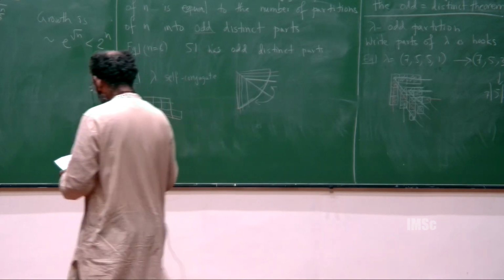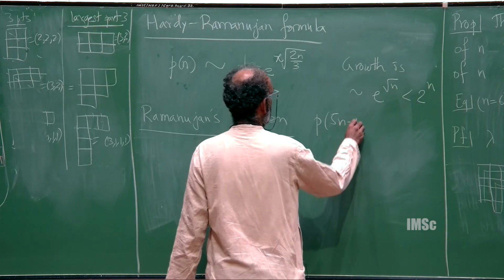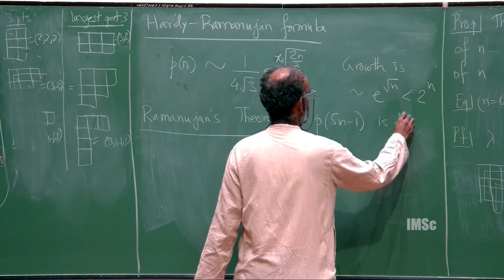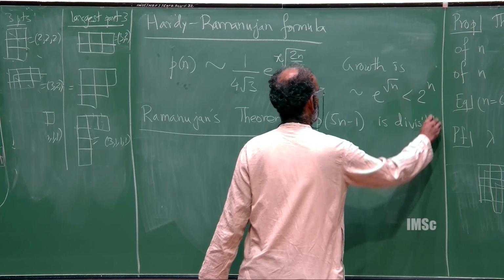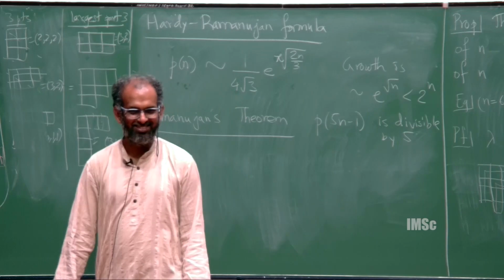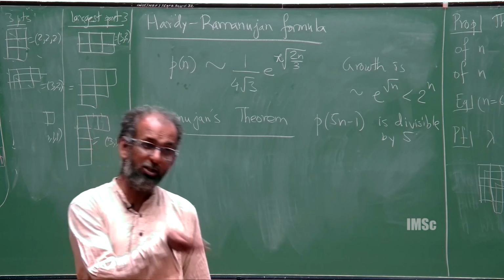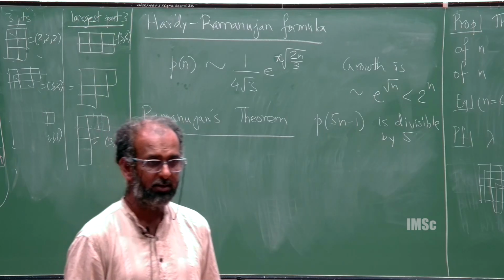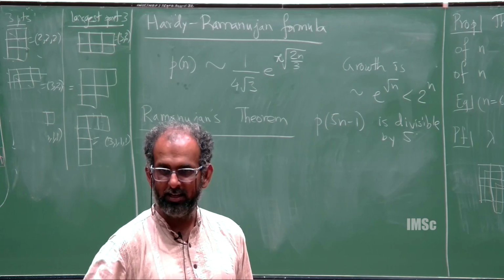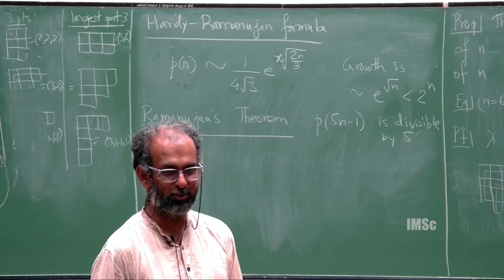So Ramanujan found that P of 5n minus 1 is divisible by 5. Okay, if you see 4, 9, these are not the only ones where it is divisible by 5. 4, 9, 14, 19, 24, 29, etc. You go all the way up to 200, you will see that this is always true.